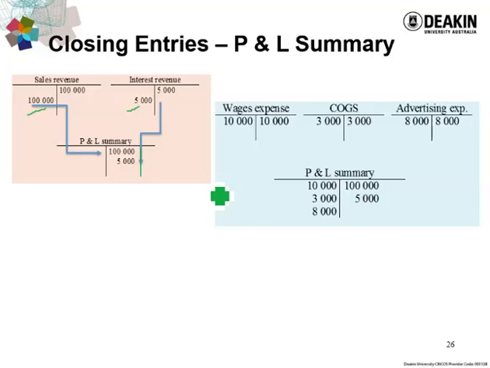On the other hand, wages, cost of goods sold, and advertising expenses are expense accounts. They have a debit balance. To close them, we credit. And we will transfer the figures to the debit side of P&L summary account.